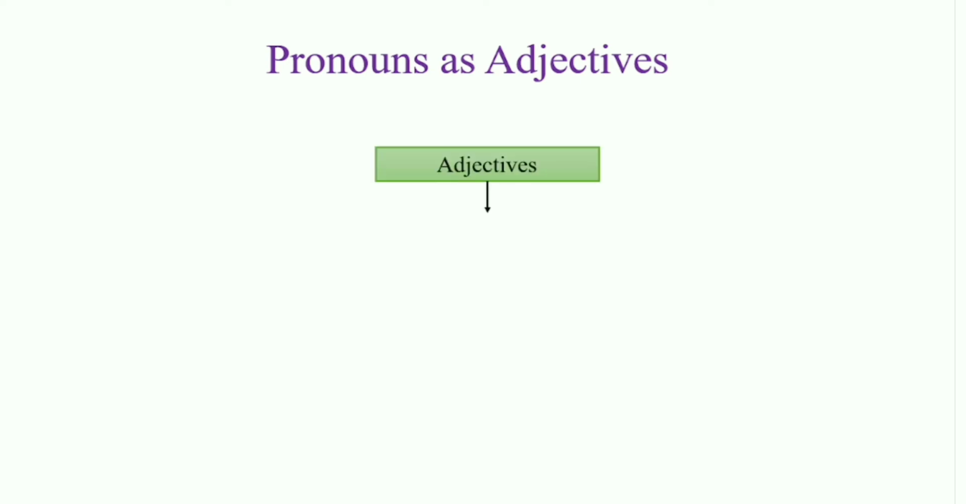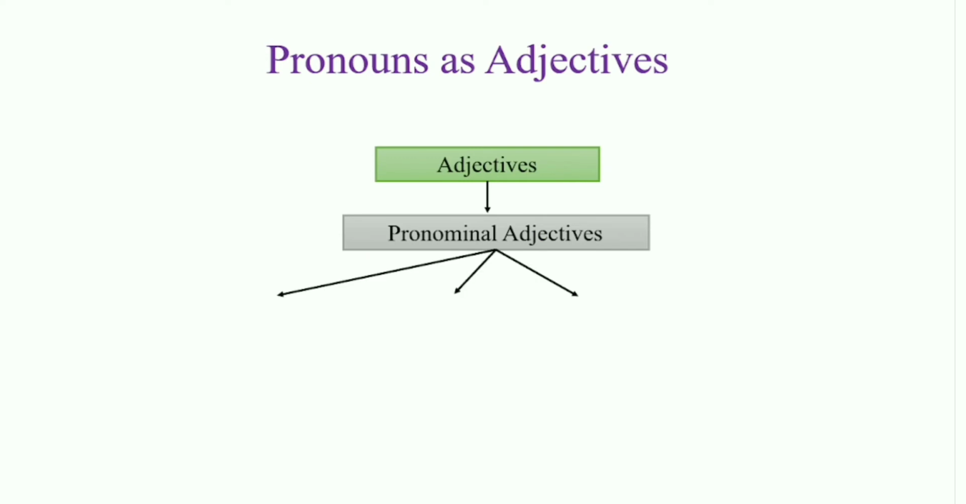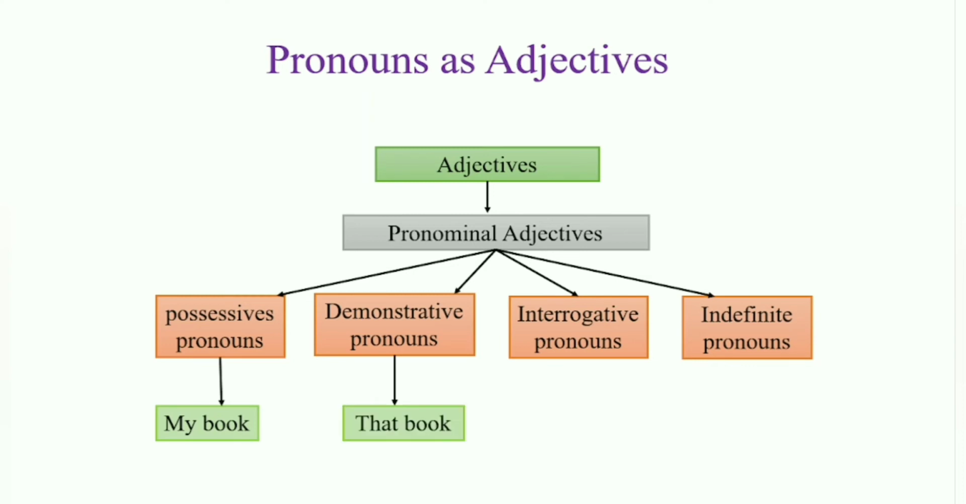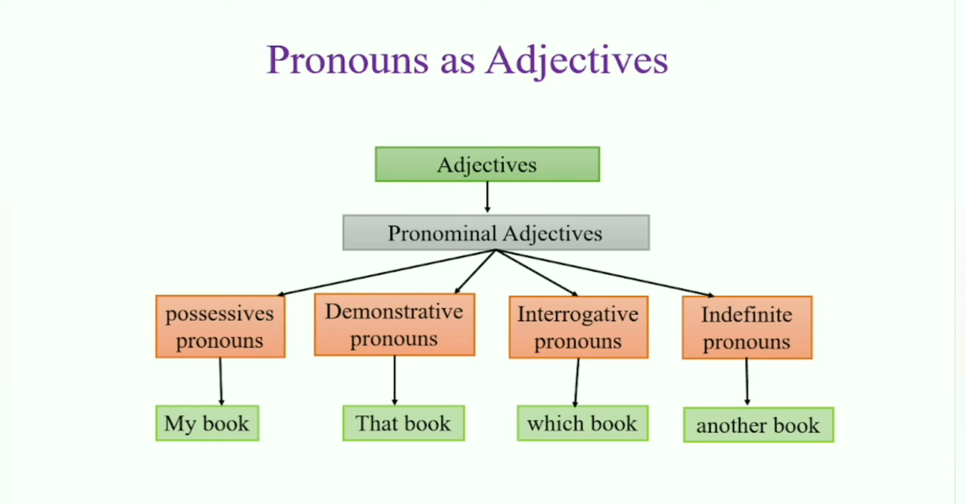Certain pronouns can be used as adjectives. When pronouns modify a noun, they are adjectives in their function. These adjectives are known as pronominal adjectives. In pronominal adjectives, we have possessive pronouns, demonstrative pronouns, interrogative pronouns, and indefinite pronouns. Possessive pronouns like my book. My is a pronoun, but here its function is an adjective, right? Because it is modifying the noun. That book, that is a demonstrative pronoun, and it is modifying the noun, so in its function it is an adjective. Which book? Which is an interrogative pronoun, and here its function is as an adjective. Another book, another is an indefinite pronoun, and as another is modifying the noun, its function is an adjective.